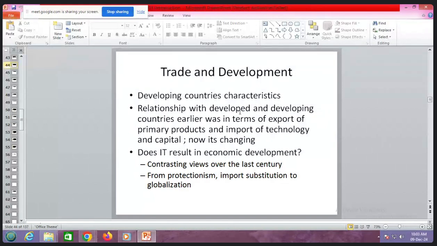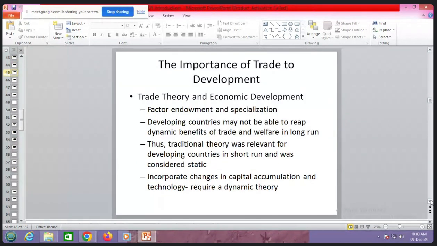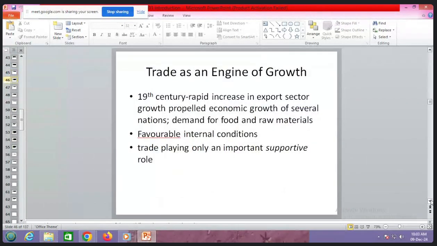What we are trying to understand here is whether trade leads to development, what is the importance of trade to development, and whether trade is an engine for growth. This is a very important topic which I'll be dealing with later.